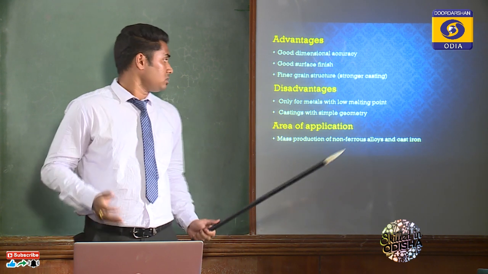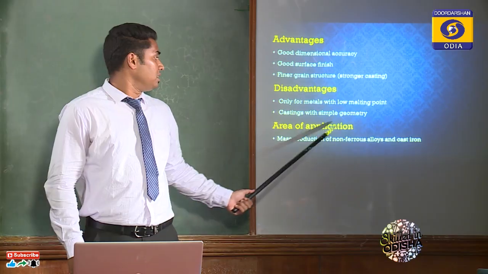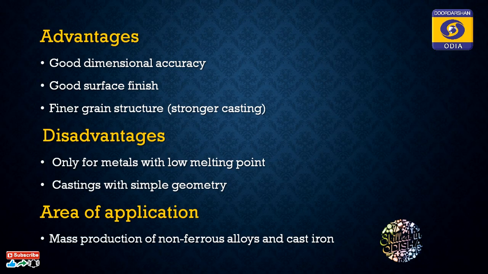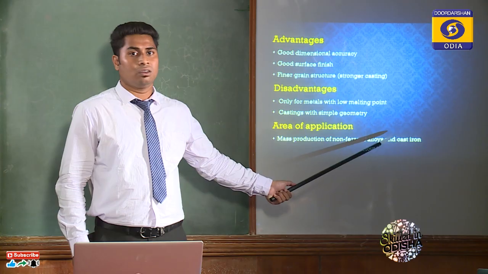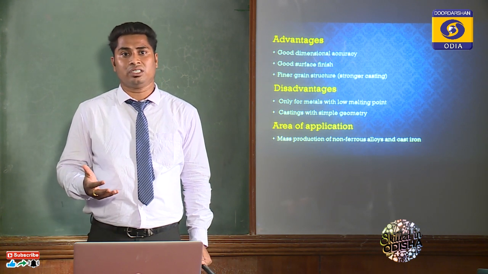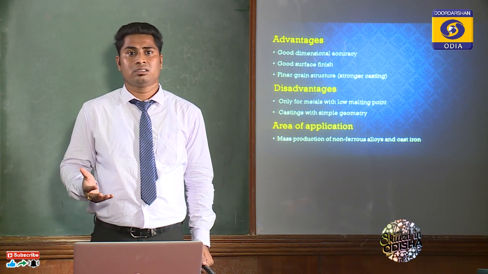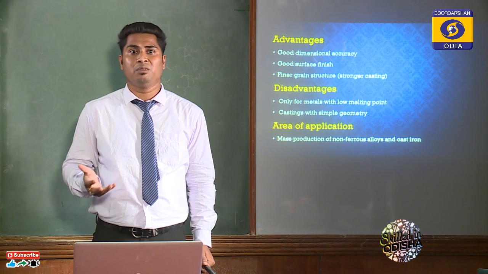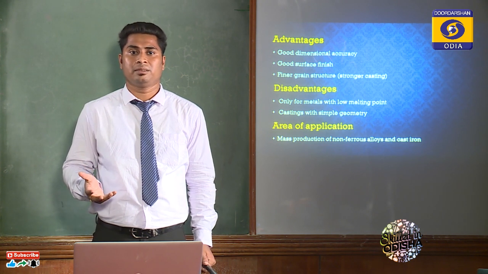Then area of application. This process is used for mass production of non-ferrous alloys and cast iron. So this process is only used for non-ferrous alloys and cast iron. Non-ferrous alloys mean copper, aluminium, etc.